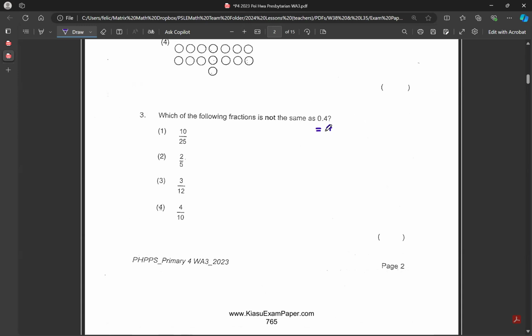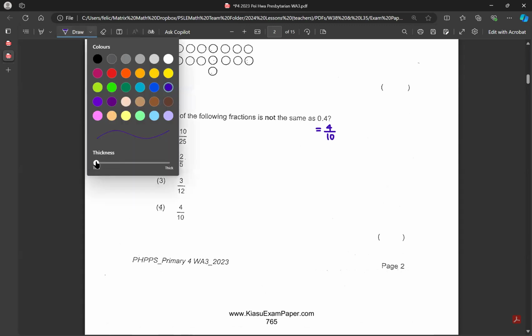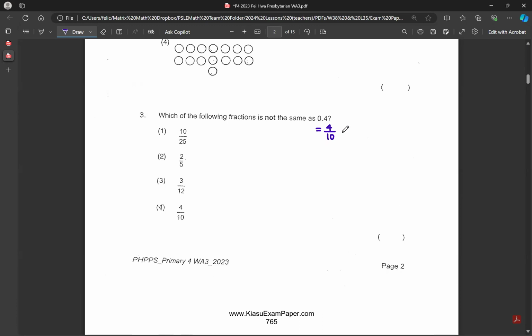So 0.4 is 4/10. Sorry, my pen is a bit thick. So 0.4 is 4/10, which if I simplify can also be 2/5. So let's see which one is out. They say not the same. So 4/10, this one is the same, right? 3/12. Now, if you notice, 3/12 simplified is 1/4. 1/4 is not the same as 2/5. So this one definitely is the answer. 2/5, this one is the same. 10/25, divide by 5, is 2/5. So that means option 3. Option 3 is the answer.